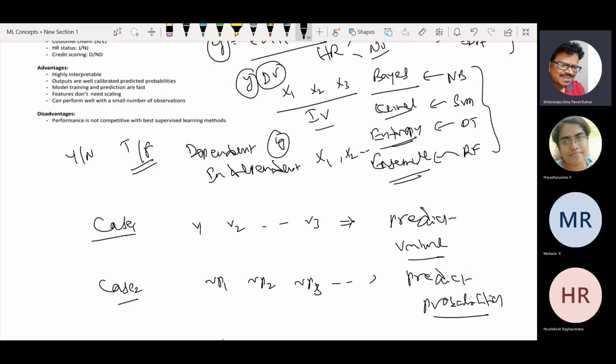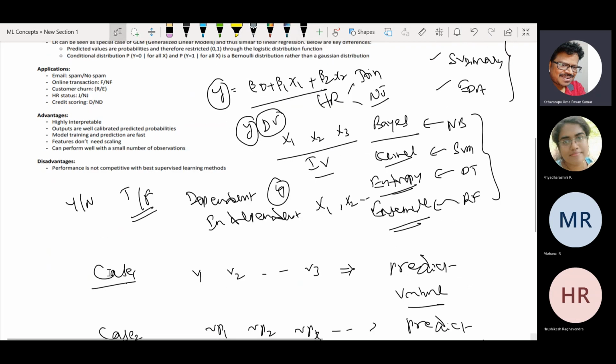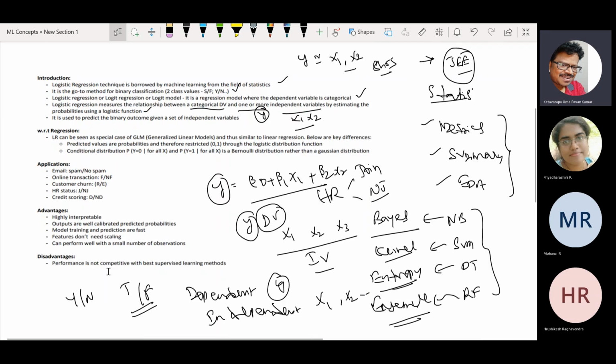So probability always gives the chances, friends. It's not the exact number. It won't give that; it just gives the probability, whether chances are more or less. Especially if I'm talking about logistic regression or the logit function, rather than working with the values, it goes with the probabilities. And thereafter, it is used to predict the binary outcome given a set of independent variables.